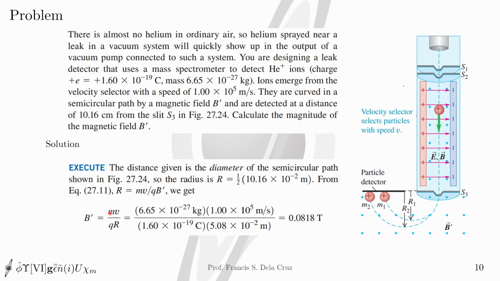So B prime is equal to mv over qR, derived from our original equation for the radius of curvature, and substituting the values into the equation, it will give us 0.0818 tesla. So that's the required magnetic field in the leak detector that you want to use for us to detect the He ions. Okay, so that's it.